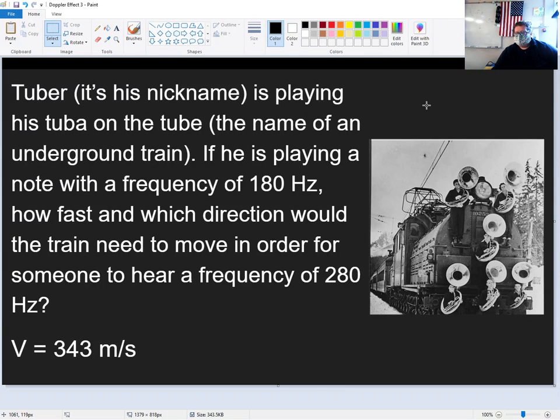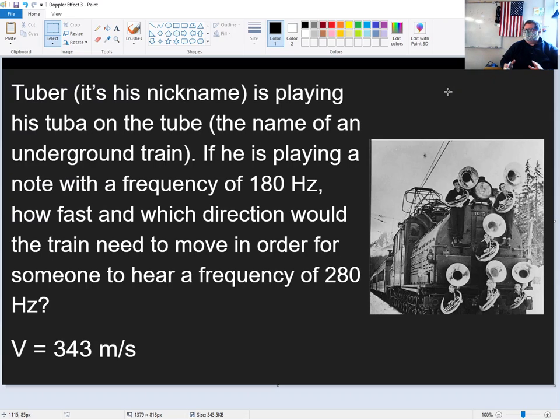This time, let's try to solve for something else. Instead of just solving for the observed frequency, let's see if we can find the speed, right? How fast, in which direction. So here it says Tuber, it's his nickname, he's playing his tuba on the Tube, the name of an underground train. He's playing a note with a frequency of 180 hertz. How fast and which direction would the train need to move in order for someone to hear a frequency of 280 hertz? So this time, this is different. We're looking for something different here.